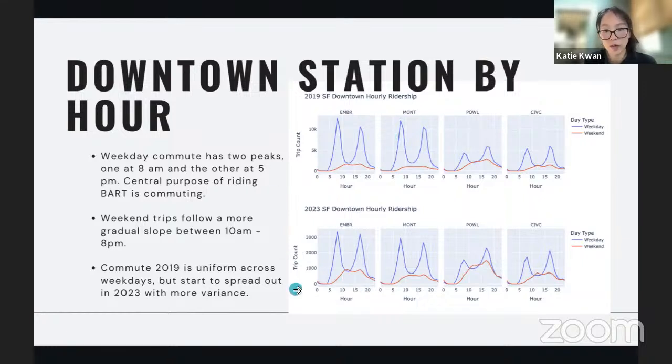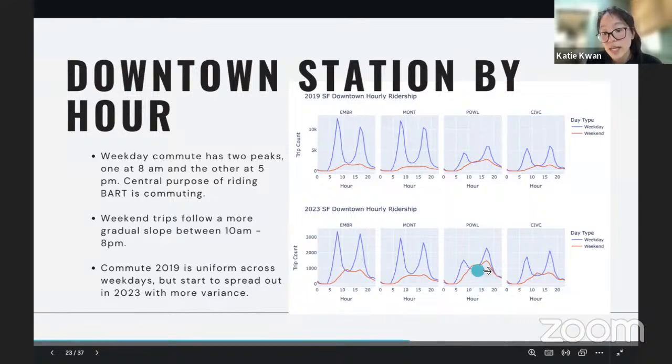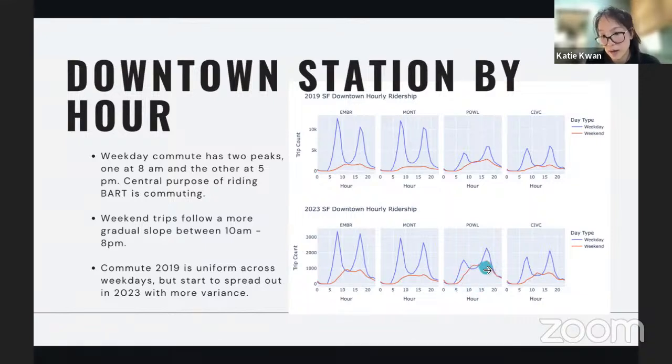And then in 2023, it looks very similar. But what I wanted to say was that the weekend activity is actually creeping up a bit. It's creeping up past the weekday activity in Powell Station, and in some ways, a little bit of Civic Center Station. So the kind of ratio of riders are leaning more towards the weekends than the weekday. And I wanted to look into that a little bit more.